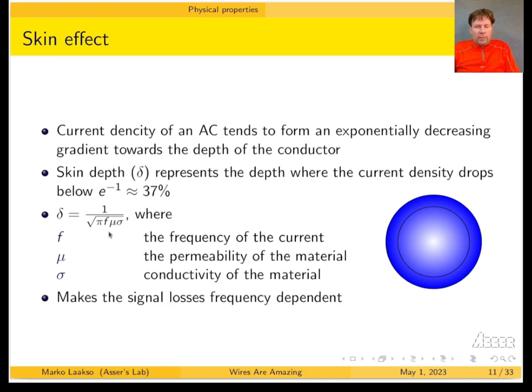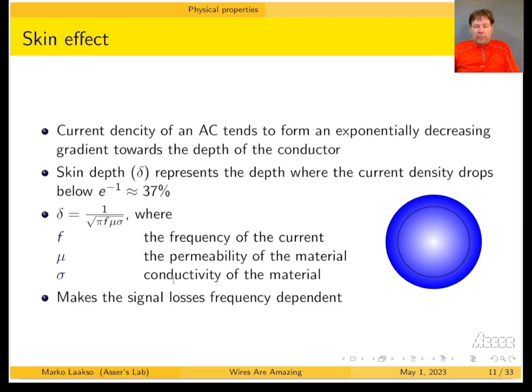Again, a formula, but now the important point is that the skin depth is dependent on the frequency. So the higher the frequency, the thinner the skin depth. Again, it's also dependent on the permeability of the material, but of course the wires are typically either copper or aluminium or similar metals, so the permeability doesn't vary that much between the wires.